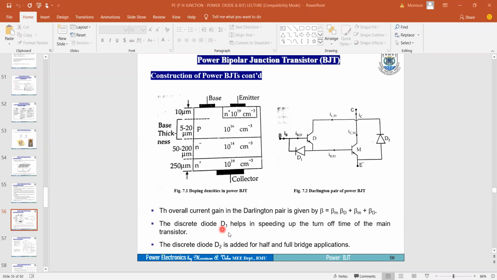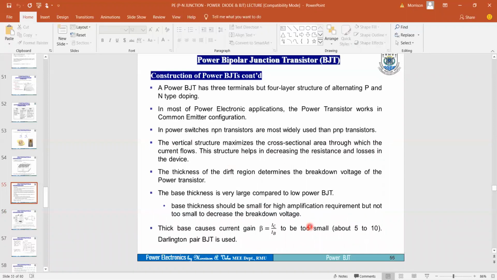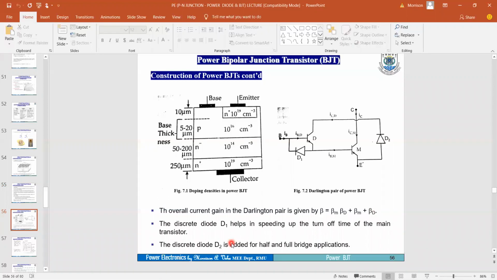So the discrete diode D1 helps in speeding up the turn-off time of the main transistor, whilst D2 is added for half and then full bridge amplification. So that is the concept of this construction, bringing in the Darlington pair. We said previously that we need a Darlington pair, though we are talking about power BJT.